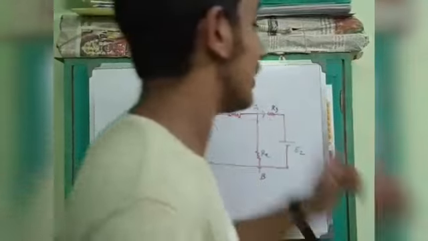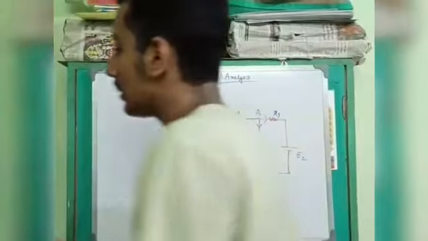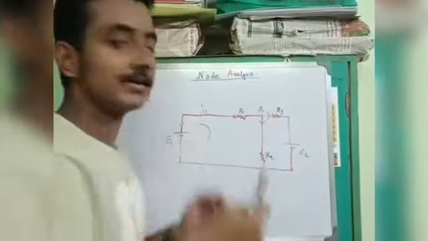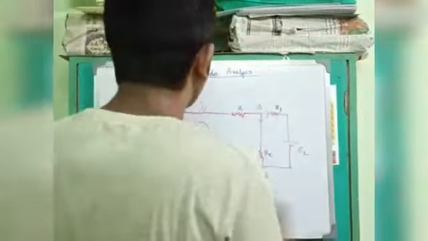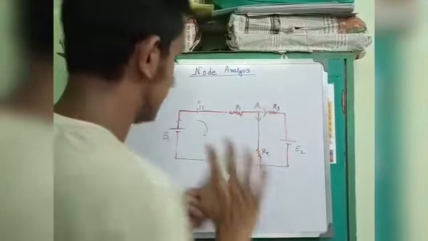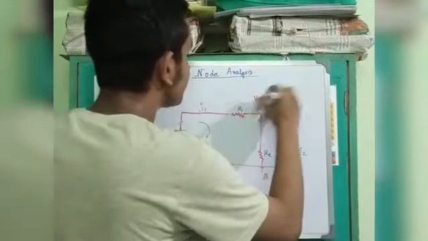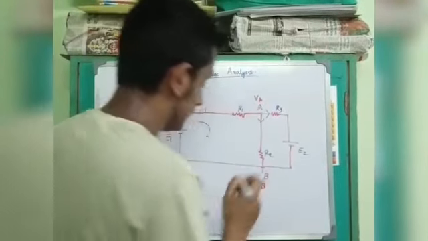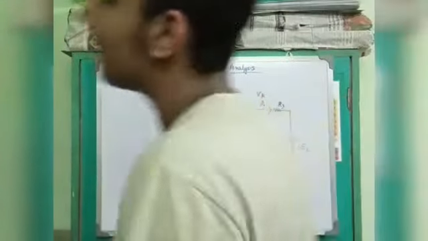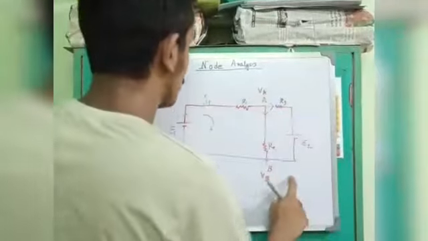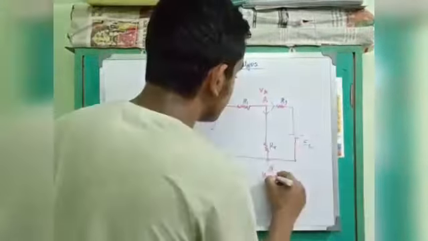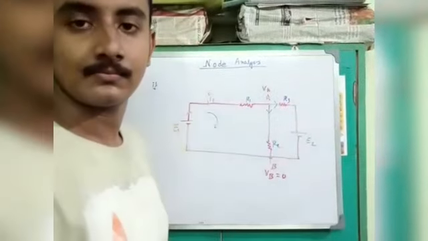So this is the first point. For the node analysis, you have to choose a perfect node. So what is the perfect node here? I am choosing the perfect node as VA. I am considering VA and VB. Now the second point, you have to put the lower node as 0. That means VB equals 0.